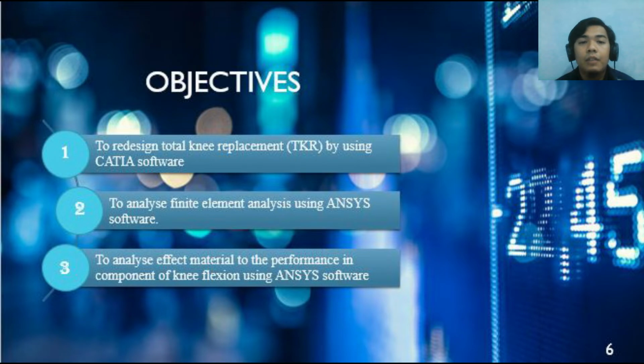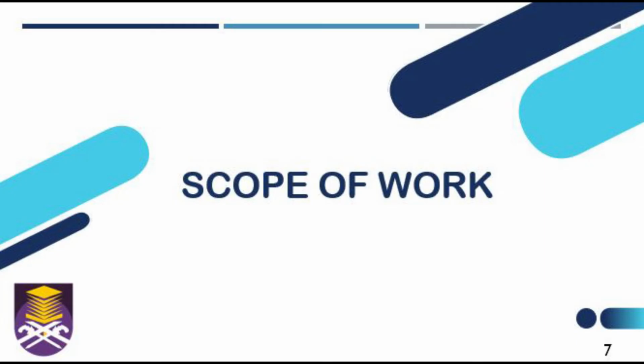There are three objectives of this project. Firstly, to redesign the total knee replacement (TKR) of the knee flexion implant from the previous design by using CATIA software. Secondly, to conduct finite element analysis using ANSYS software. And lastly, to analyze the effect of material on the performance of the component of the knee flexion implant using ANSYS software.